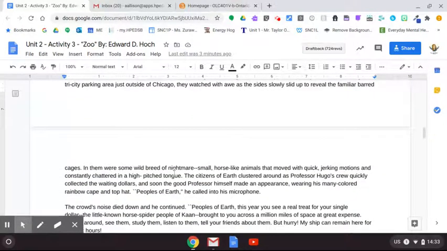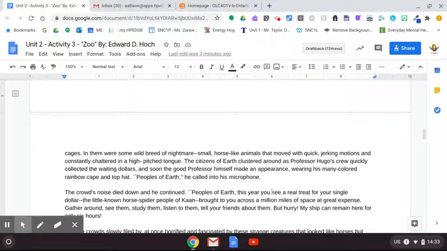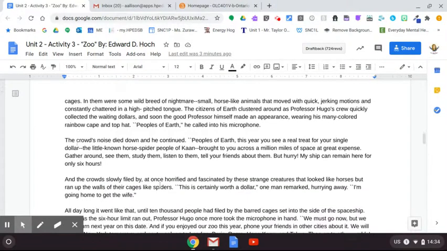In them were some wild breed of nightmare, small horse-like animals that moved with quick jerking motions and constantly chattered in a high-pitched tongue. The citizens of Earth clustered around as Professor Hugo's crew quickly collected the waiting dollars, and soon the good professor himself made an appearance wearing a many-colored rainbow cape and top hat. "People of Earth," he called out on his microphone. The crowd's noise died down, and he continued.